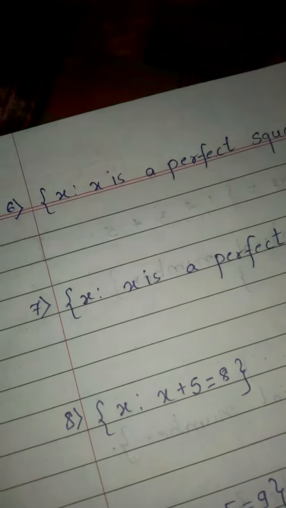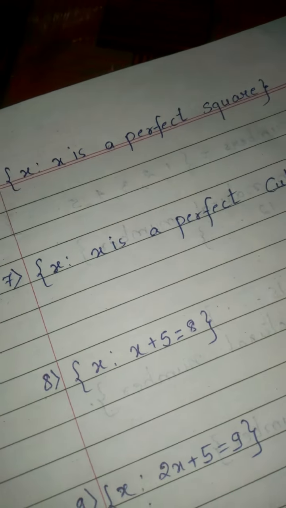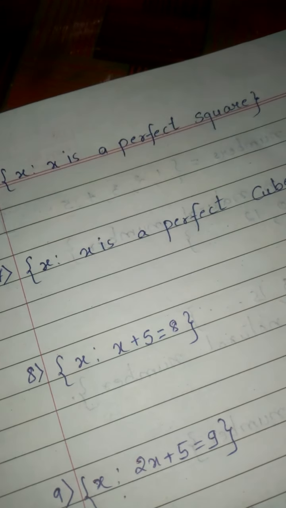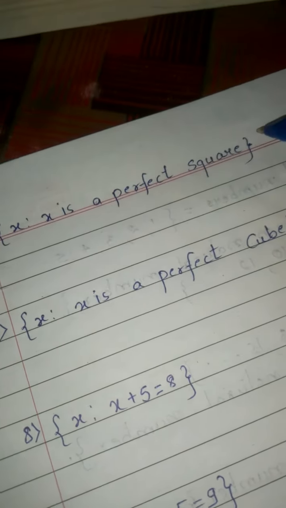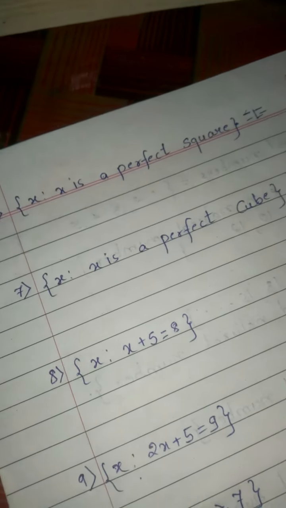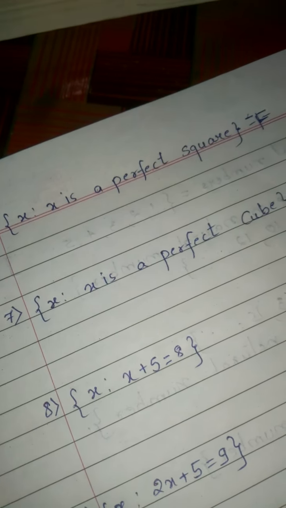So in this video we are going to solve the remaining questions of exercise 1.5, question number 3. Now here the sixth set is x such that x is a perfect square. Now let us denote this by set f. Okay, set f. Now we want to find the complement of this set f.